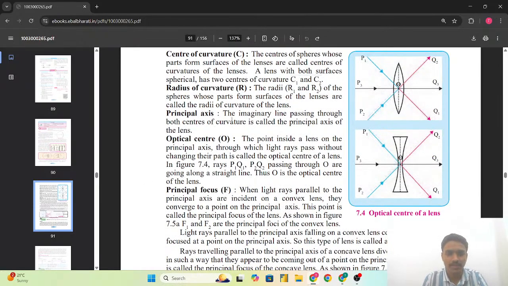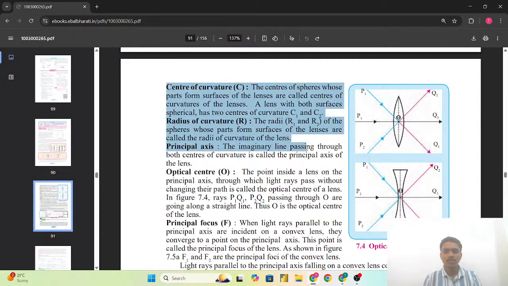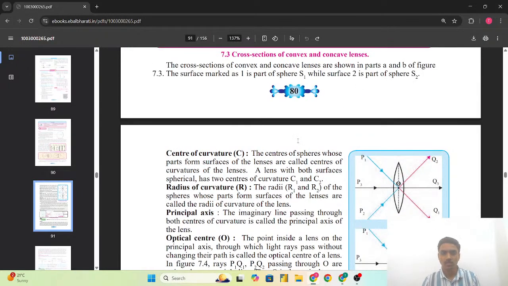नेक्स्ट इज प्रिंसिपल एक्सिस. सो ये दो डेफिनेशन अगर आपको एग्जाम में पूछे जाएँ, क्वेश्चन ऐसा पूछा जा सकता है कि what are the different terms related with the lens, and explain them. सो एक्सप्लेन के लिए सेंटर ऑफ कर्वेचर, रेडियस ऑफ कर्वेचर, प्रिंसिपल एक्सिस, ऑप्टिकल सेंटर ये आपको एक्सप्लेन करने होंगे. सो सेंटर ऑफ कर्वेचर और रेडियस ऑफ कर्वेचर की डेफिनेशन सेम ही है.